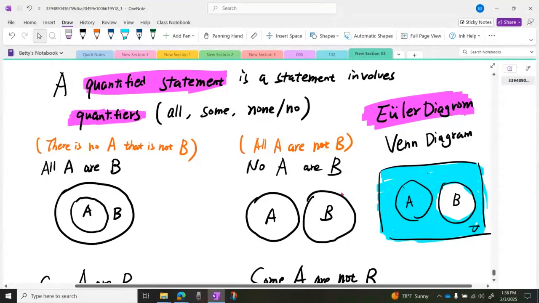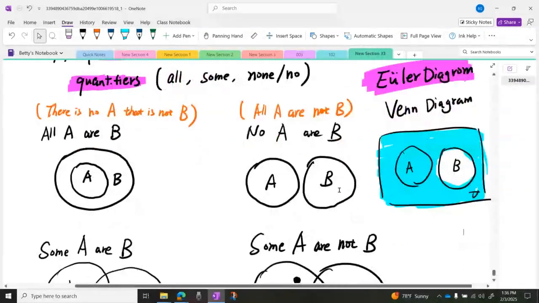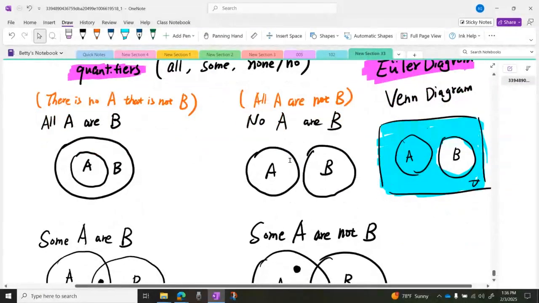Yeah, please let me know. Is that clear? The second quantified statement, no A are B, is equivalent. One way to describe the same statement is all A are not B. All A are not B.